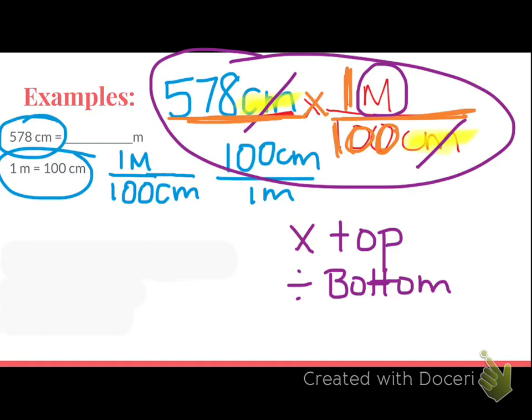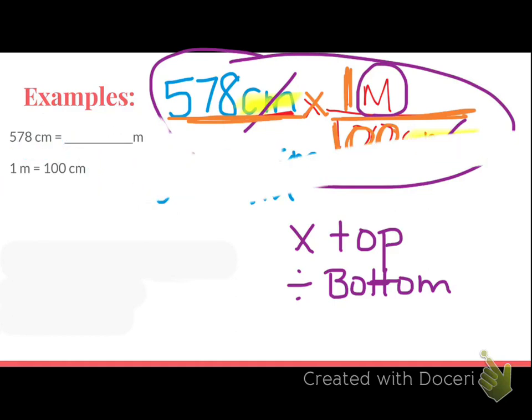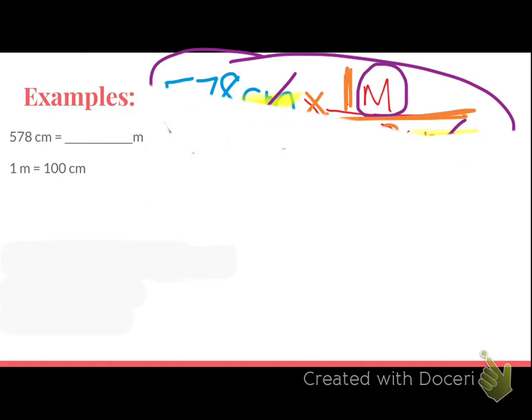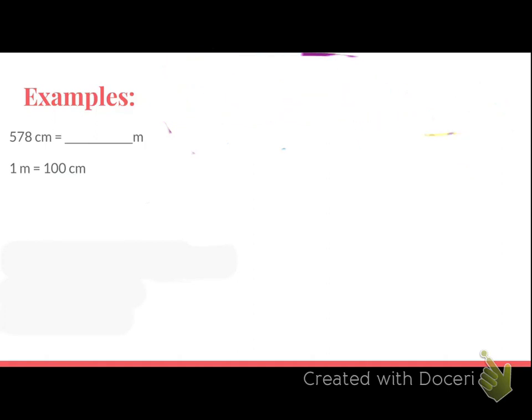Okay, so 578 multiply by 1, multiply across the top, divide by 100, you should end up with 5.78. So what we're saying here is there are 5.78 meters in 578 centimeters. Okay, so let's get most of this out of the way here. All right, let's do another example here.